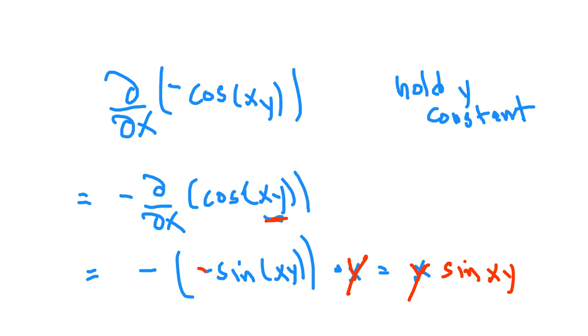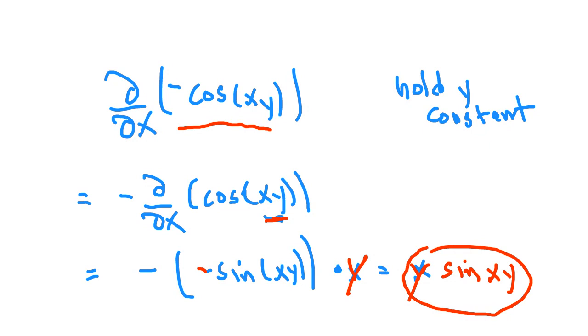So the antiderivative of y times the sine of xy is negative cosine of xy. Let me make sure I'm doing this right. Yes, the antiderivative of y times the sine of xy is negative cosine of xy.